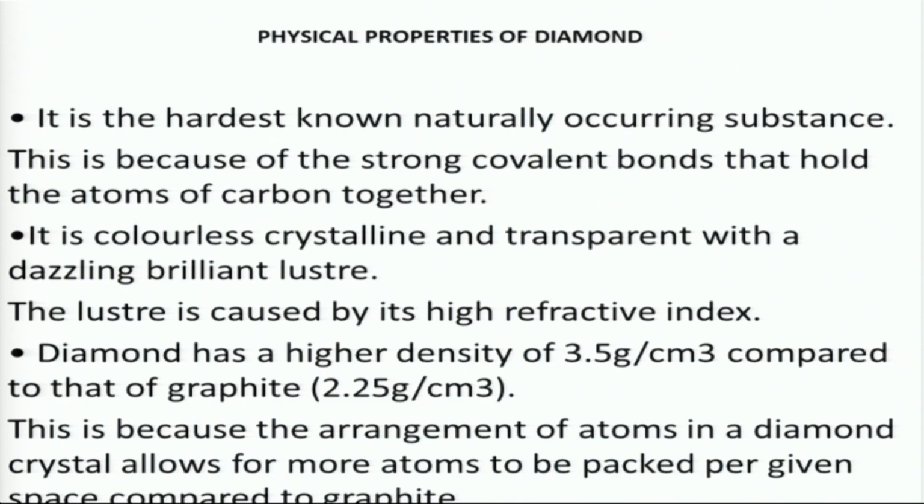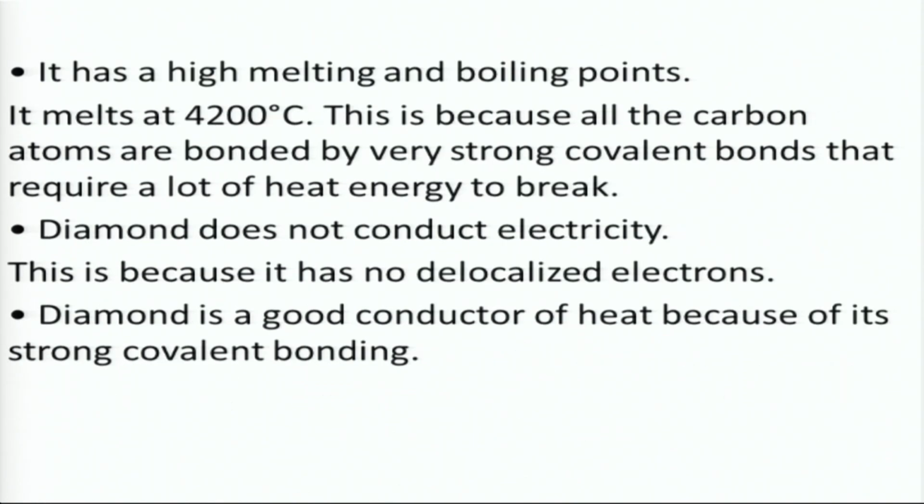That one is brought by the arrangement of atoms in the diamond crystal, which allows for more atoms to be packed in a given space compared to that of graphite. Another property is that diamond has a high melting point and boiling point. So it melts at around 4,200 degrees Celsius. This is because all the carbon atoms are bonded by very strong covalent bonds that require a lot of heat to be broken down. What does this explain?